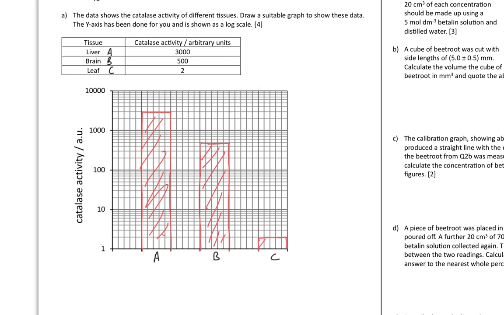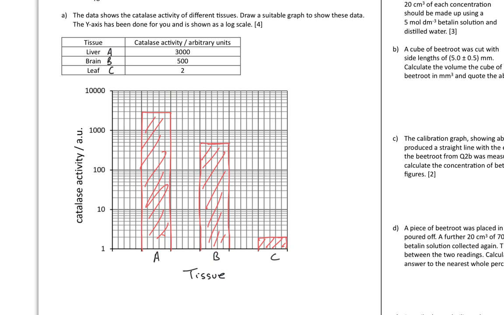So that's 2. And what people forget is that I need to label the axis. The y-axis is already labelled, so this just needs to be tissue here. Again, people miss that out because they think they've labelled the axis by putting A, B and C, as in liver, brain and leaf. But that is just labelling the bars. It's the same as putting numbers on an axis.